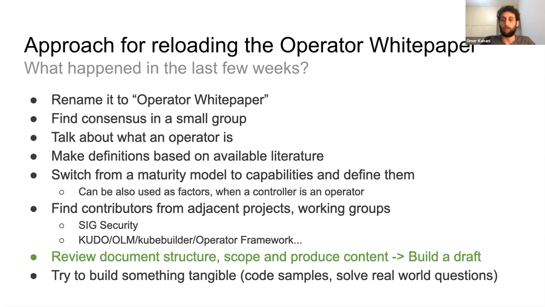We have a draft, and there was a link in the first or second slide. Going forward, we will probably try to build something tangible, some code samples, and maybe solve real world questions around operators and how they can help in the operation of day one and day two.